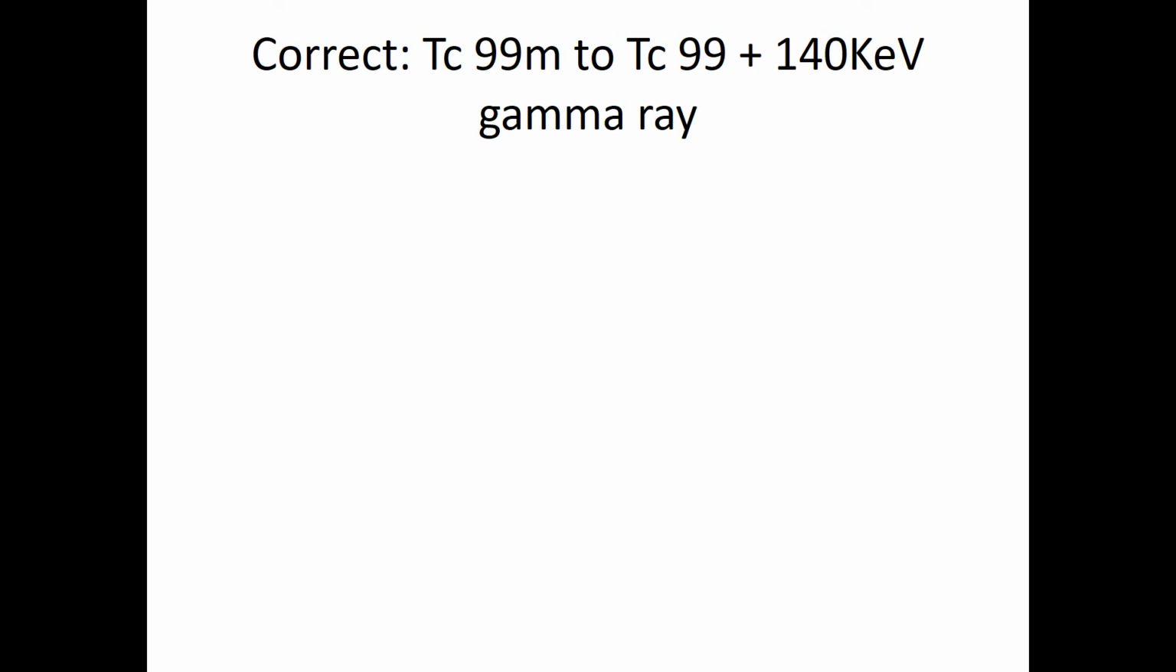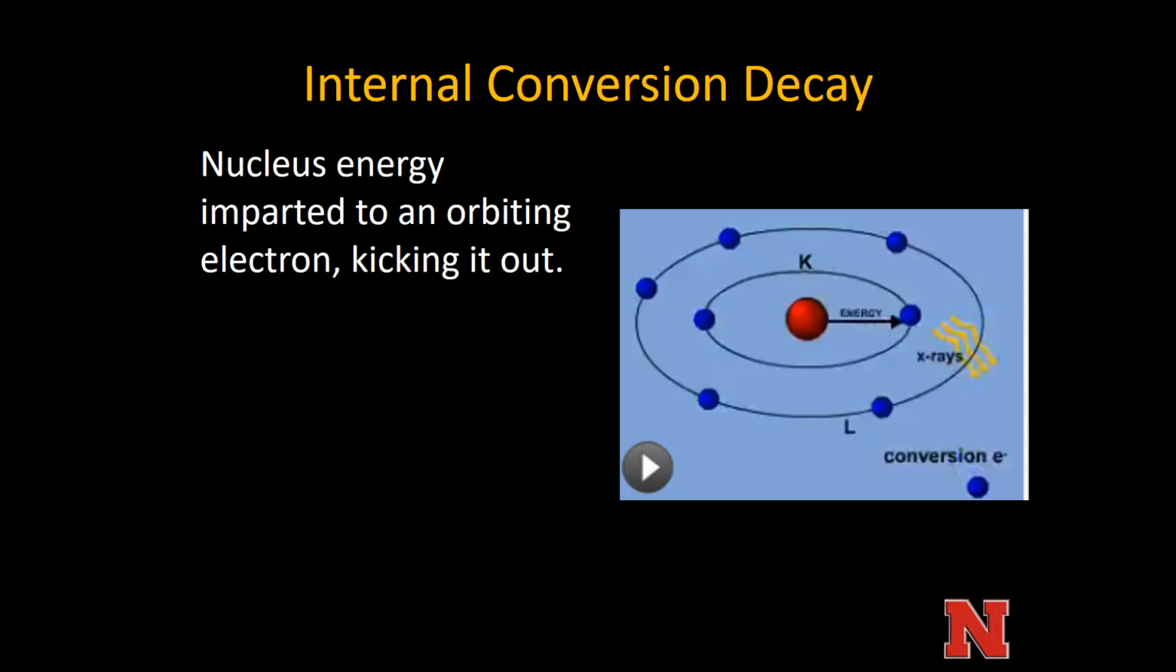And we have machines called gamma detectors, or some people used to call them Anger cameras, which can detect 140 keV gamma rays and see where they went in the body. So it's very useful.